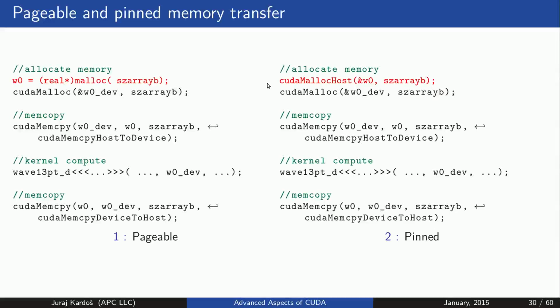Pinned host memory can be allocated by API function CUDA malloc host, as opposed to regular host memory allocation using standard C function malloc. CUDA malloc host takes 2 arguments. It takes size of the requested memory and returns pointer to allocated memory, similar as CUDA malloc that allocates memory on the device.